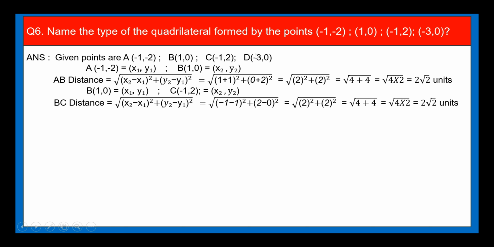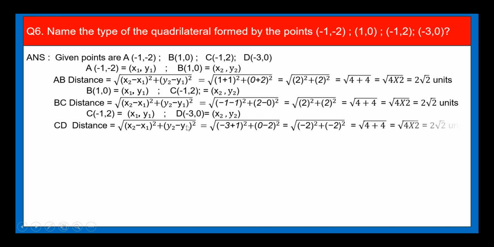Now the third side is CD. In order to find the CD distance, let us consider the coordinates of C as x1, y1 and the coordinates of D as x2, y2. Again for the CD distance, same formula, x2 minus x1 whole square plus y2 minus y1 whole square. Now you can observe the x2 value is -3 and the x1 value is -1. Therefore x2 minus x1 means -3 minus of -1, which will be -2 whole square.